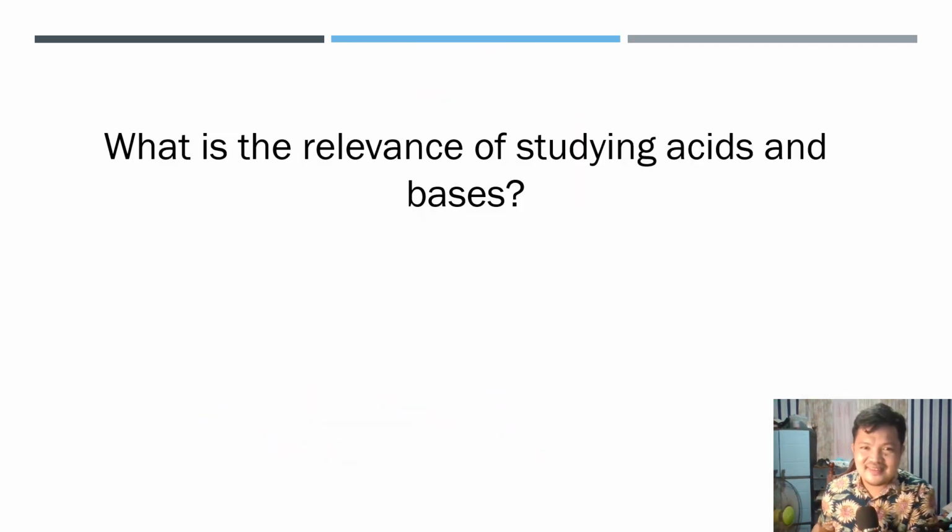Moving on. So, what is the relevance of studying acids and bases? Ano ba? Sige, isipin nga natin. What do you think is the importance of studying acids and bases? Where can we apply our knowledge of acids and bases? Ang dami. Simulan natin sa bahay. Simulan natin sa paborito kong part ng bahay, sa kitchen. Sa kitchen, ang daming acids and bases. So, let's start with vinegar. Vinegar is an example of an acid.